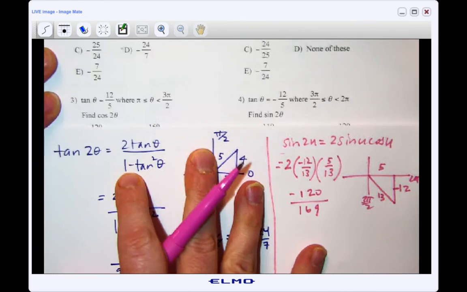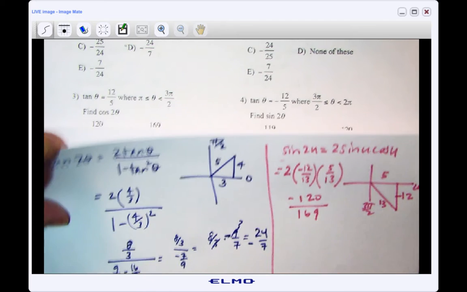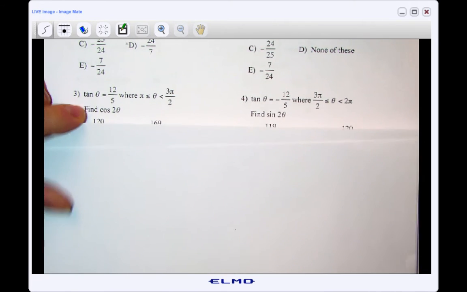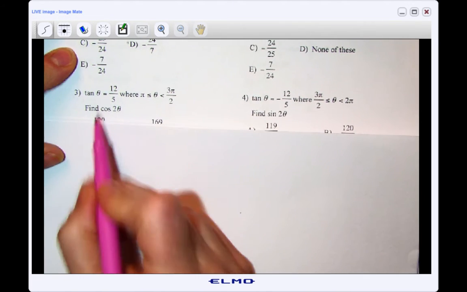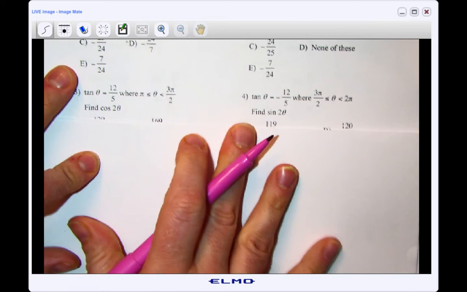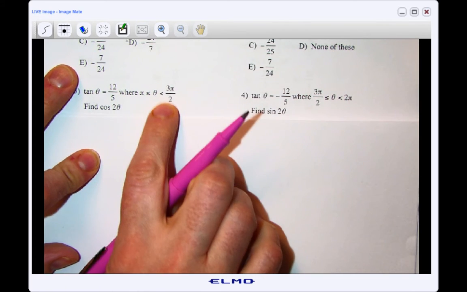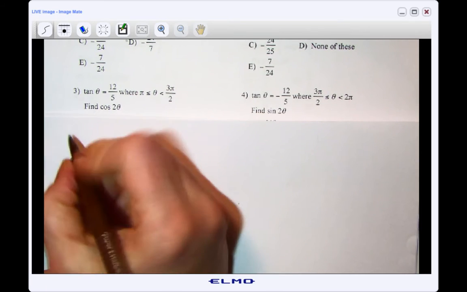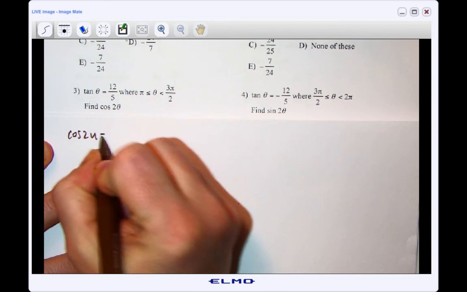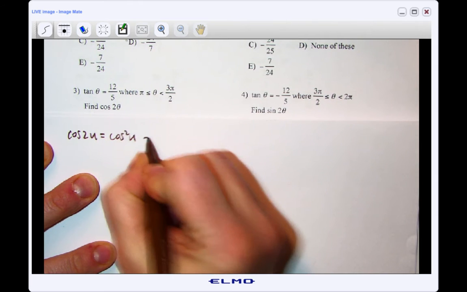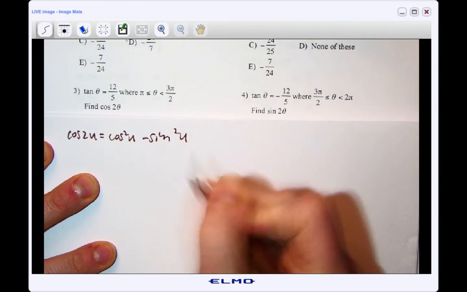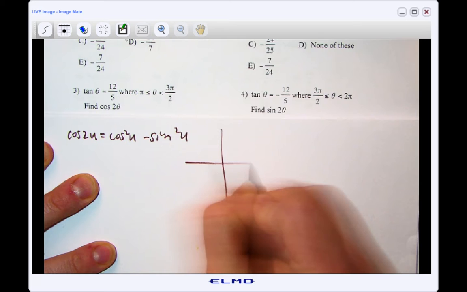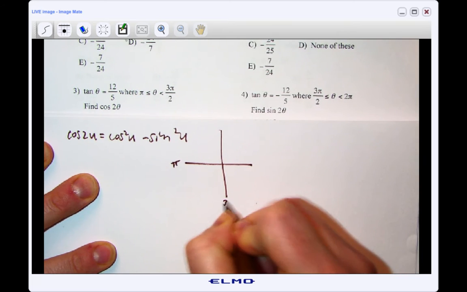Here's our cosine. Let me flip the paper around. So here we are, we have tangent. They gave us tangent again, and they told us that it's between pi and 3 pi over 2. So once again, you have to ask yourself, what quadrant is that in? Yep, it's in quadrant 3.